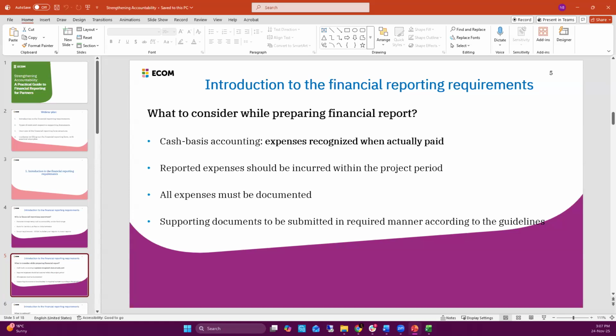And the last important point is that supporting documents must be submitted in the required manner. If documents are in your national language, they need to be translated into English or Russian as the manual specifies, so ECOM can review them correctly and use them in donor reporting.